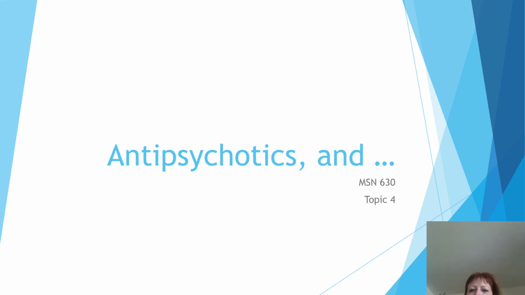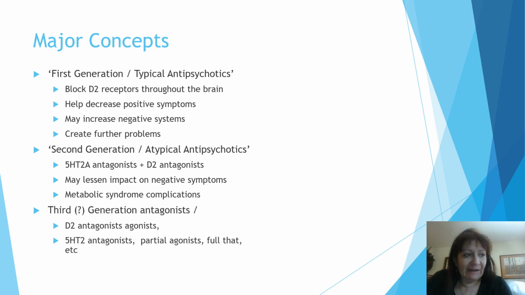Okay, let's get into the meat of the antipsychotics. We're going to get into antipsychotics and some major concepts. We have the first generation and the second generation antipsychotics. The first generation are referred to as typical or conventional antipsychotics. The second generation are referred to as the atypical antipsychotics. And there may be the beginning of third generation antipsychotics as well.